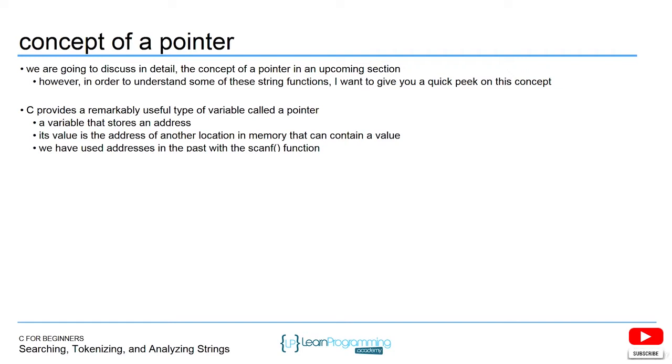But a pointer is very useful, and what it is, it's a variable that stores an address. An address, remember, is something in memory. It's usually hexadecimal. So the value is in another location in memory. The pointer just points to an address. That address contains a value. And we've actually used addresses in the past with the scanf function. Remember that ampersand symbol that we've used? That's the address-of operator.